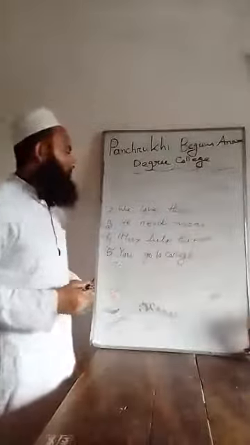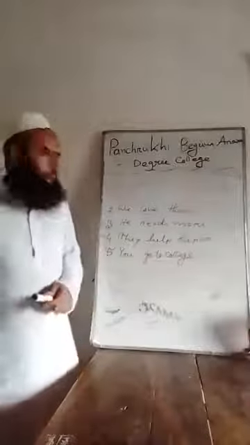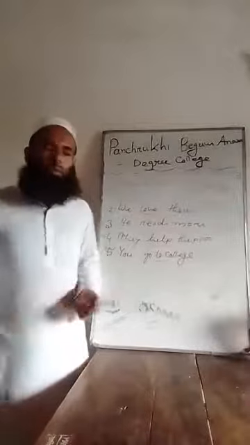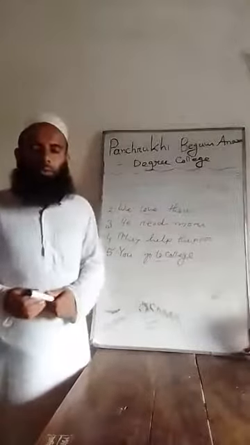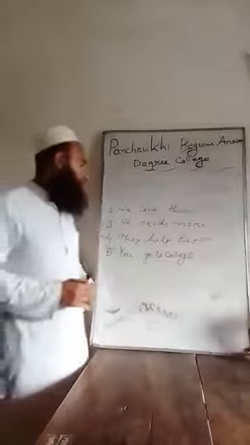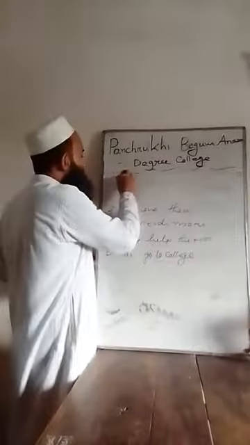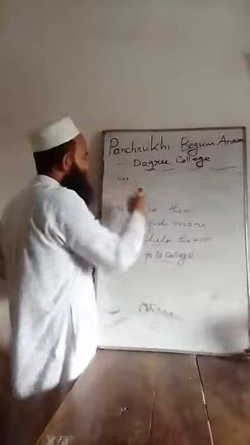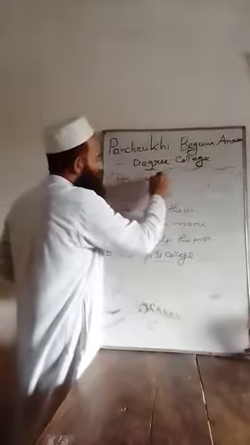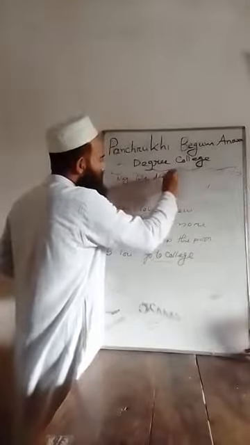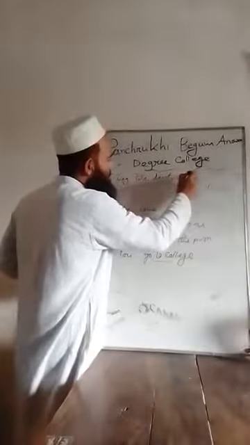We love them. Here we, first person plural number. We, first person. If you want to make the sentence negative, we do not love them.